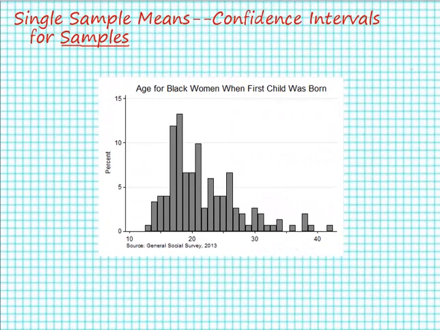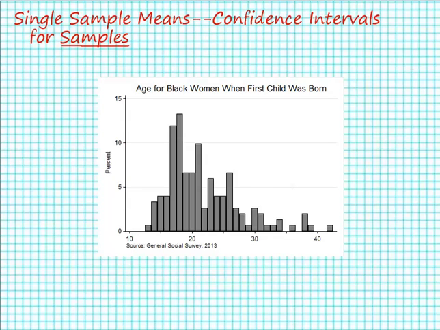In this video, I'm going to demonstrate how to calculate and interpret confidence intervals, and we'll do this based on samples, not from population parameters. This is a very typical exercise in describing our confidence in a particular estimate of an average or an arithmetic mean. I'm using the 2012 General Social Survey, and I've taken a subsample of black women who were asked the question, how old were you when your first child was born?